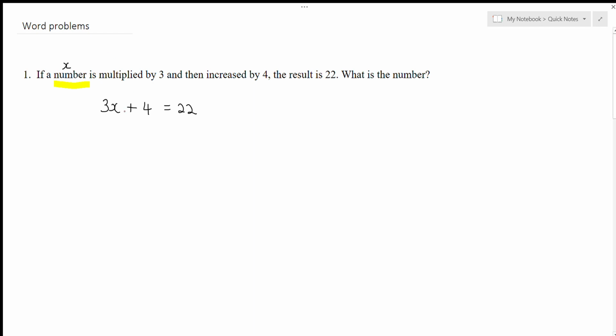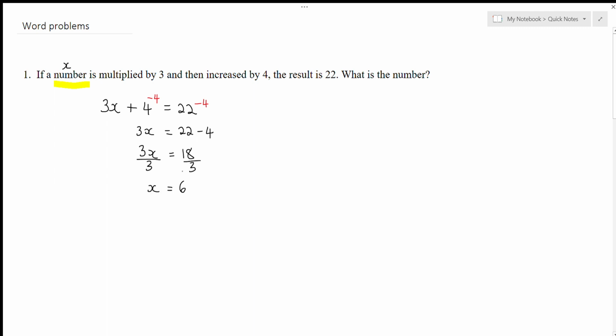So if I have plus 4 on the left-hand side, to get rid of positive 4, I'm going to minus 4 on the left-hand side. Therefore, minus 4 on the right-hand side. On the left-hand side, I'm left with 3x equal to 22 subtract 4, which will give me 18. I divide both sides by 3, and so we're going to be left with x equal to 6.